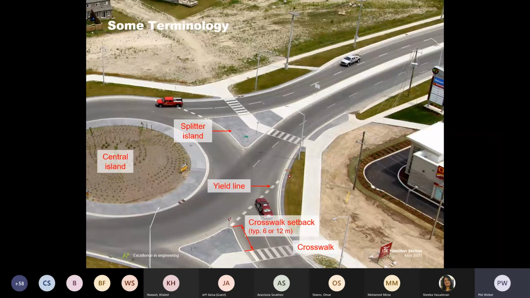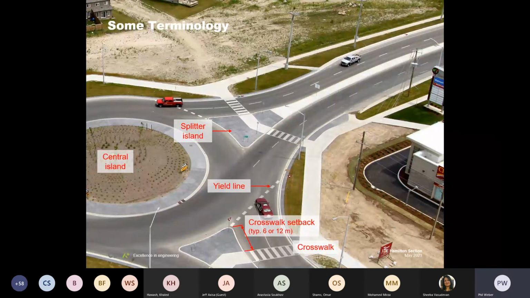The idea there is that as a driver approaching the roundabout, you want the crosswalk set back from the yield line so that you're separating the driver tasks of looking for pedestrians in the crosswalk and then looking for circulating traffic. If the crosswalk were right at the yield line, of course, most drivers will end up just rolling right through it as they're looking to the left for oncoming traffic. So we set the crosswalk back to separate those driver tasks.